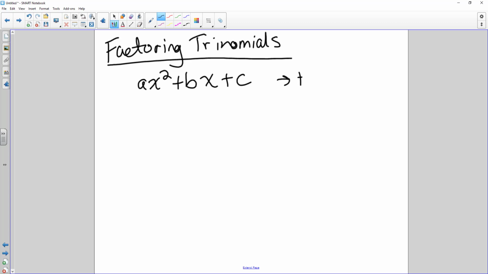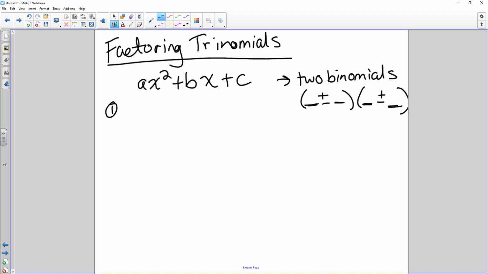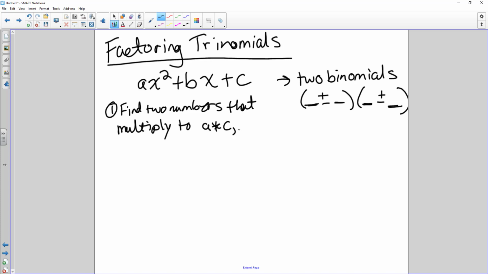So we're trying to factor this into two binomials. So we're making it look like something plus or minus something times something plus or minus something. That is how we're trying to break this down. So to do this, what we do first is find the two numbers that multiply to a times c and add up to b.